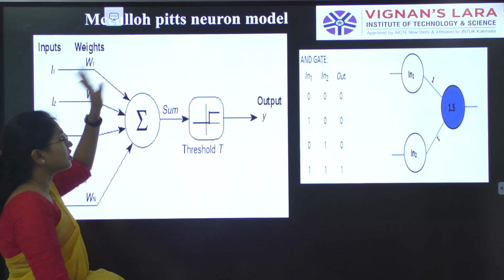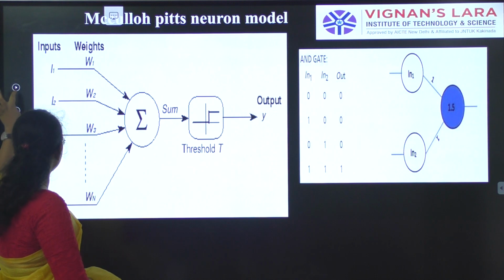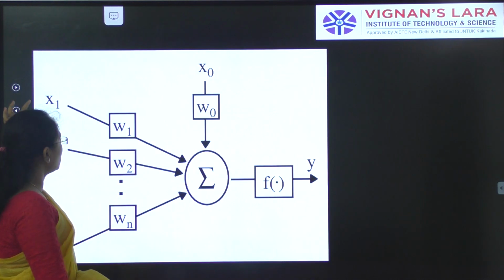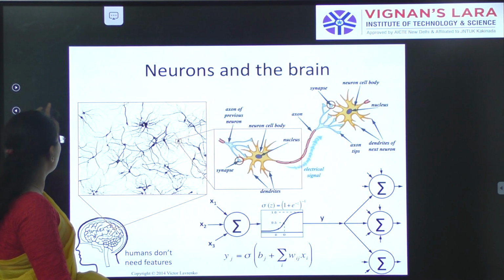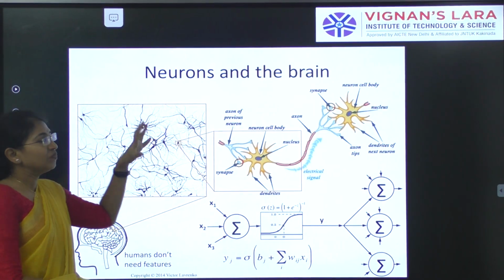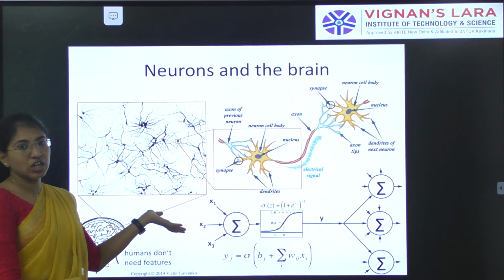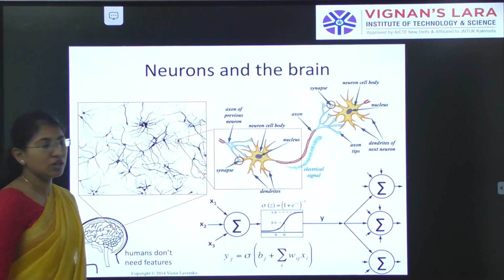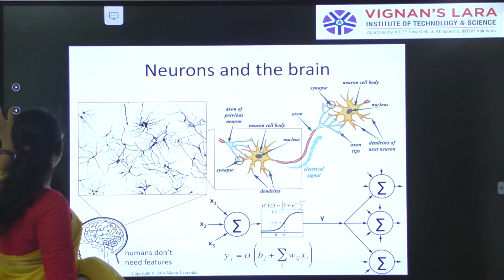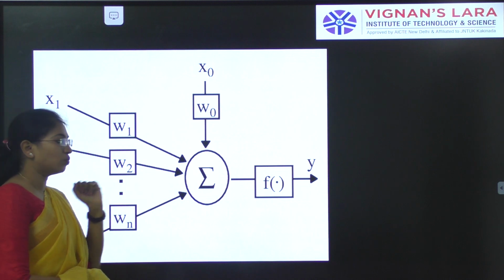So the next concept is McCulloch-Pitts neuron model. We have already seen in the last class the operation of biological neural networks and different types of biological neural networks, characteristics of artificial neural networks, and also how we connect the biological neural network with the artificial neuron model. And so we design the basic artificial neuron model.